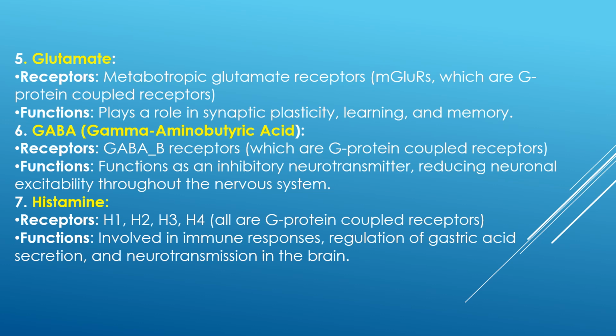7. Histamine. Receptors H1, H2, H3, H4, all are G-protein coupled receptors. Functions: involved in immune responses, regulation of gastric acid secretion, and neurotransmission in the brain.